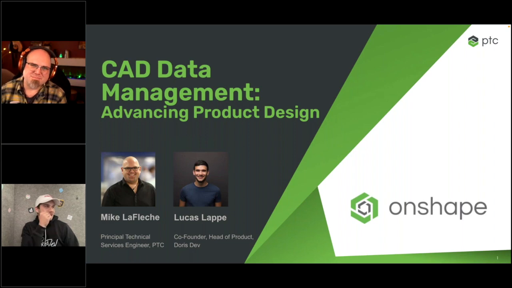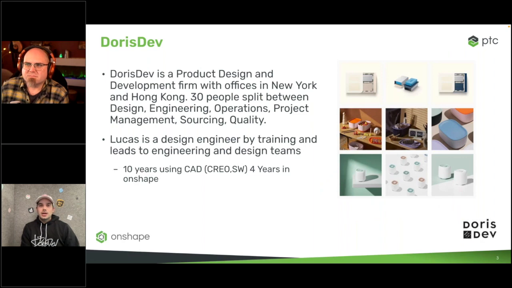Yeah. Well, thanks for having me. Let's see. I'm head of product at Doris Dev. My background is in mechanical and design engineering. I lead the product team here at Doris Dev. We have about 7 engineers at the company, and then we have 2 industrial designers as well that are all in OnShape. We are split between New York and Hong Kong, and we help brands design, engineer, and manufacture their products. We're about 30 people between the 2 offices, and so a relatively small part of that is the product team, and then the other 20 or so people are part of the operations, project management, sourcing, and quality teams that enable our clients to build their great products.